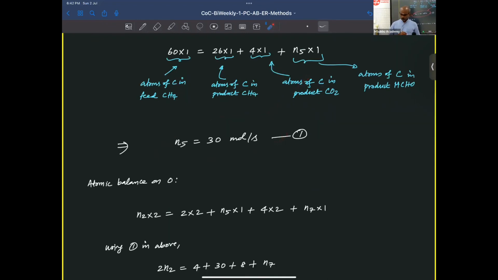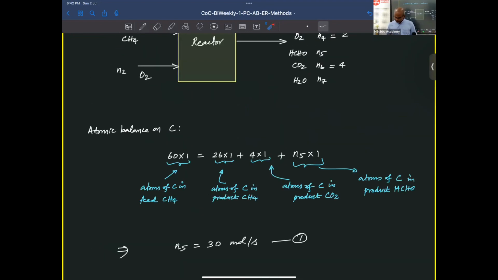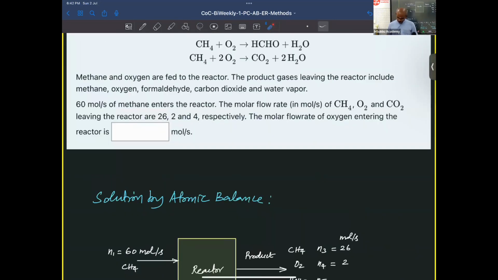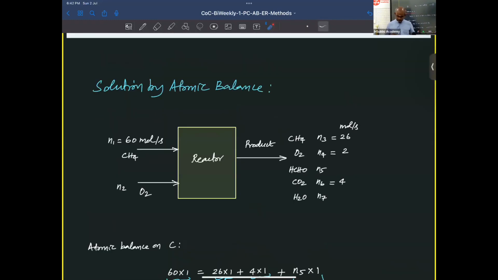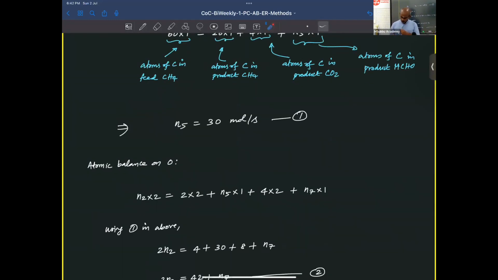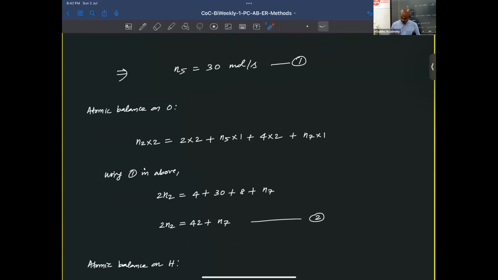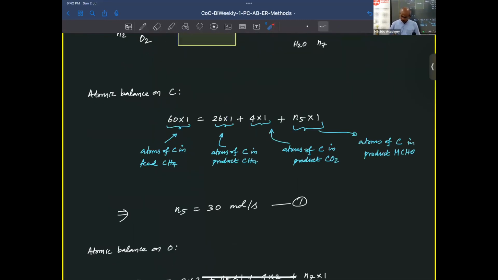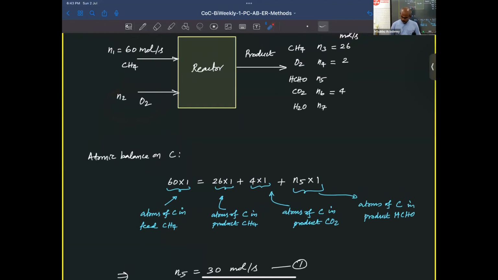From this we get the molar flow rate of N5, which is formaldehyde. So the formaldehyde amount is now known. And we will also write the other two balances, one on O and another on H. So balance on O: how much O is entering? There is N2, which is the flow rate of O2.